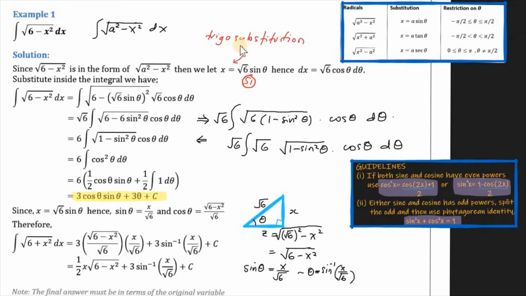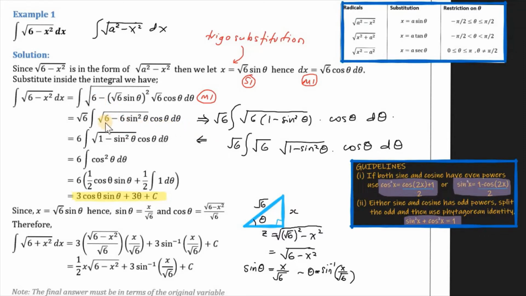This is called the technique of trigonometric substitution. Then we are supposed to replace everything in terms of theta. So we differentiate: dx is the square root of 6 times cosine theta d theta, since the derivative of sine is cosine. Then you substitute the value: 6 minus x squared, where this is our x squared, and change our dx as well. Substitute, and then simplify the work.